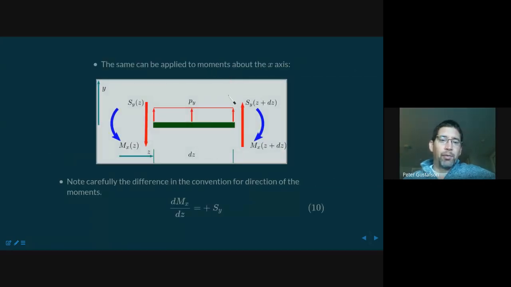Okay, we did that with respect to the y-axis previously. Now we can do it with respect to the x-axis. This is a very similar argument, so nothing really exciting about this slide. We want to pay attention to the fact that, just like we saw earlier, because of the right-hand rule arguments, we're going to have a sign convention difference between that one and this one. So in this case, we're going to say that we have a positive sy rather than a negative sx.